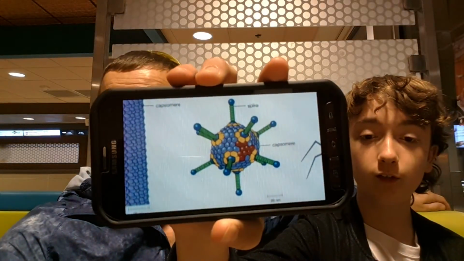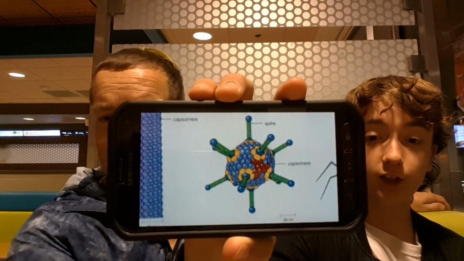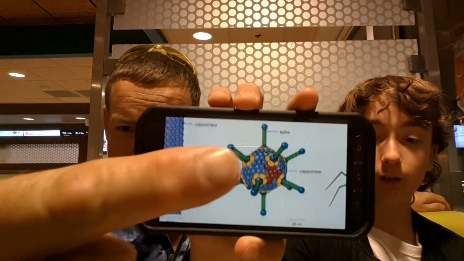And polyhedral viruses are mainly just a geometric shape. They can get up to 20 sides. That's the most complex that they can have. But they have extruding structures called glycoproteins, which act as keys, which we'll talk about later.